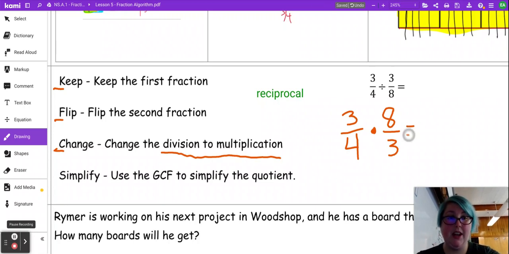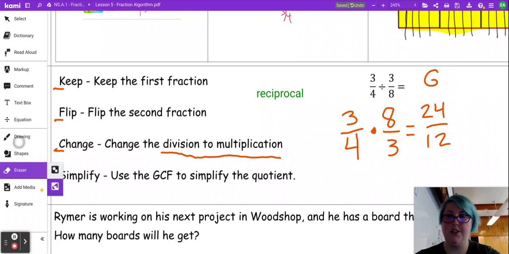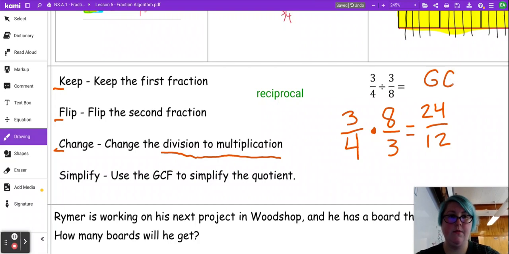So you can absolutely, 3 times 8 is 24. 4 times 3 is 12. You can use your GCF to simplify this fraction. That is all good and well.